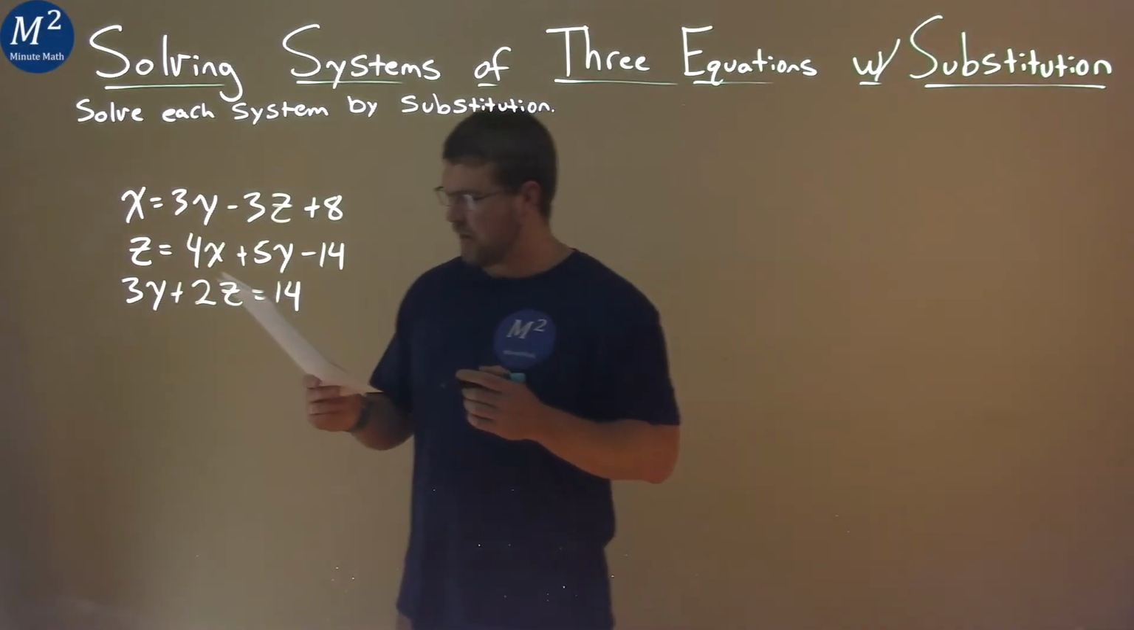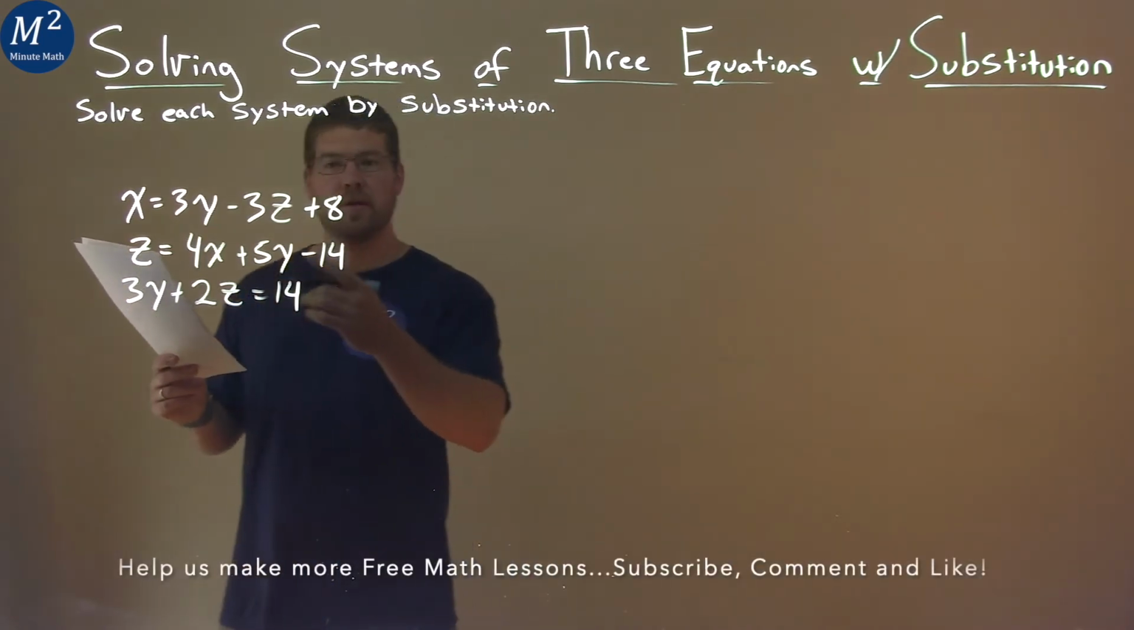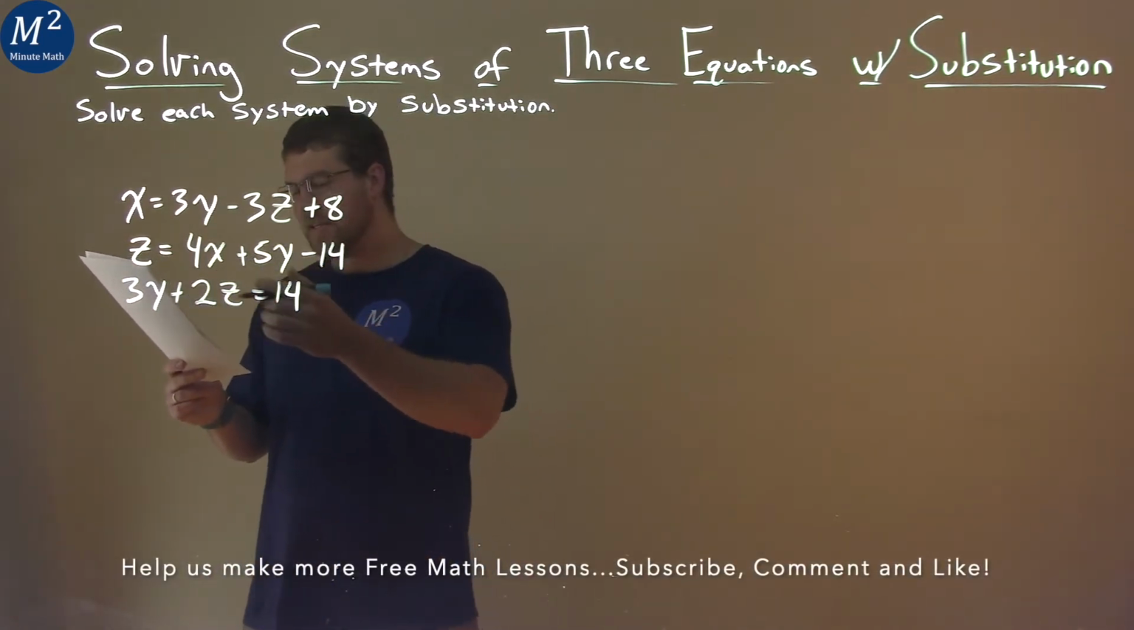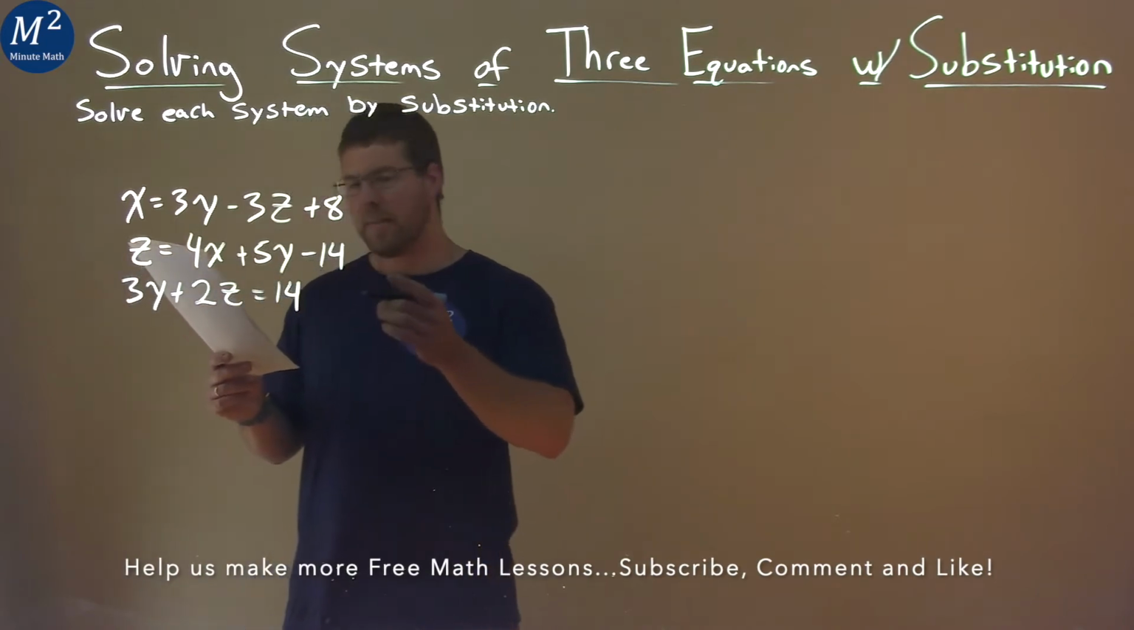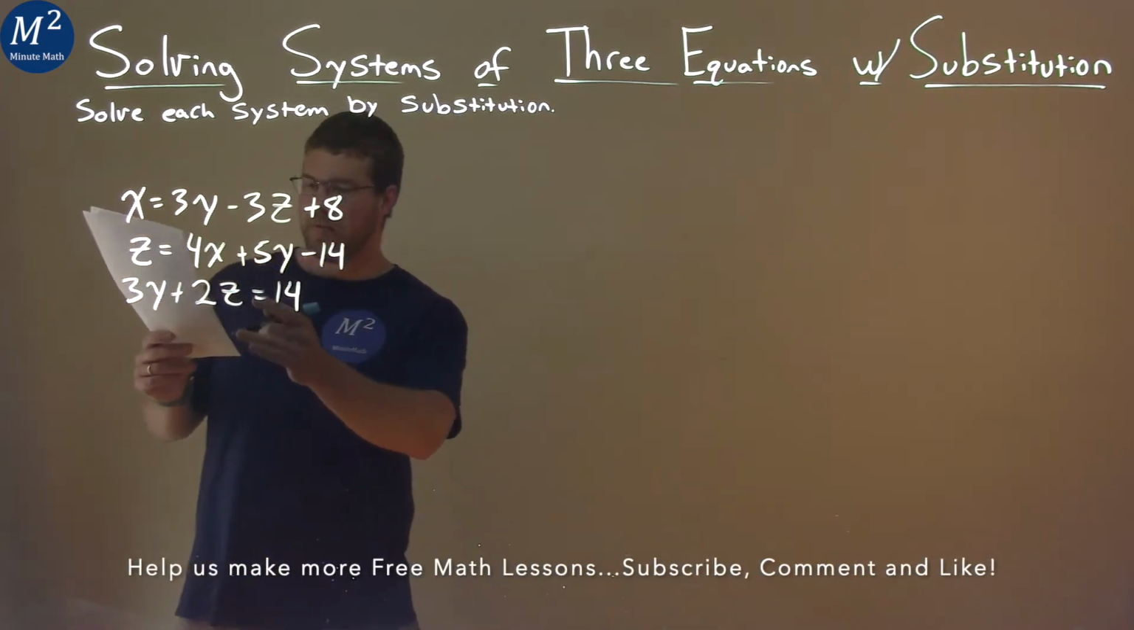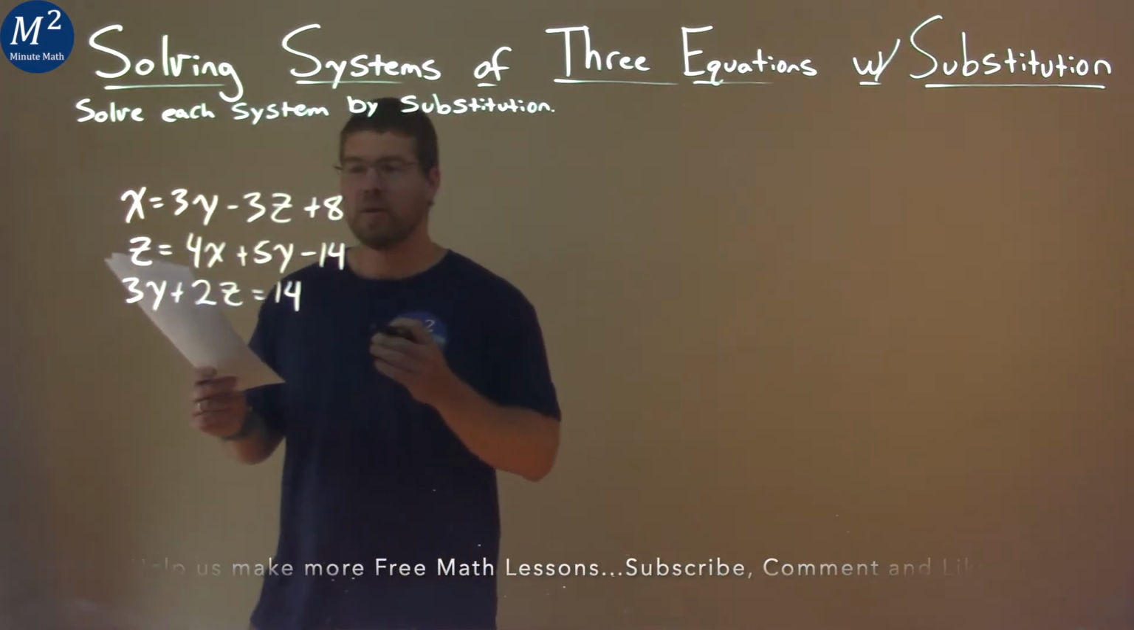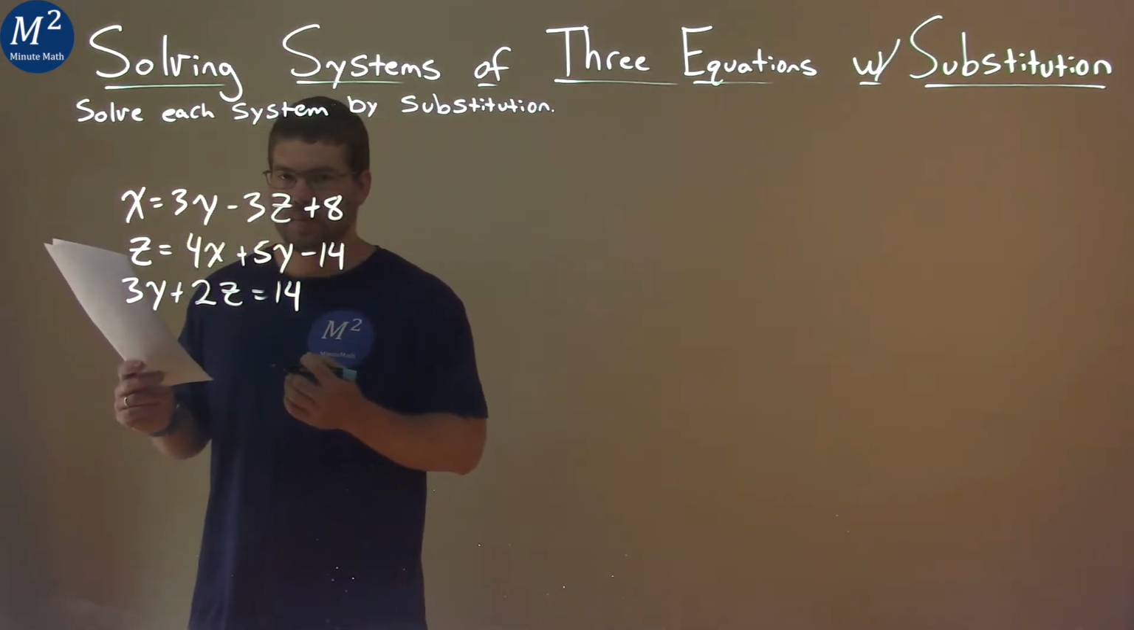We're given this problem right here. x equals 3y minus 3z plus 8. z equals 4x plus 5y minus 14. And 3y plus 2z equals 14. And we want to solve the system by substitution.